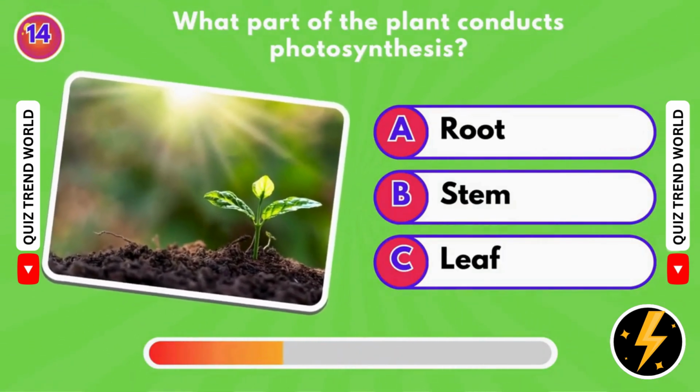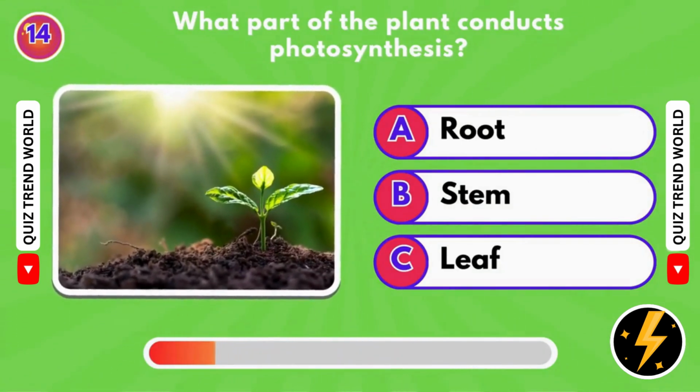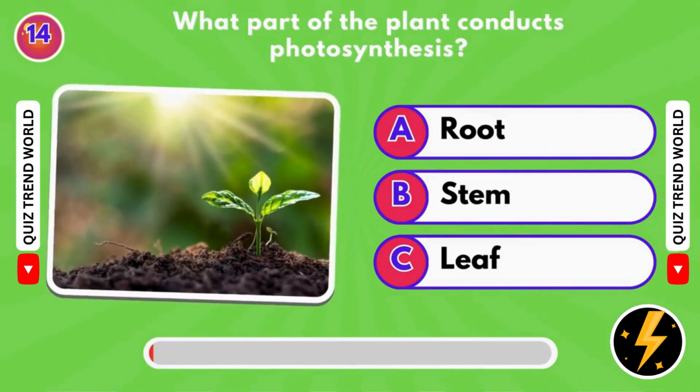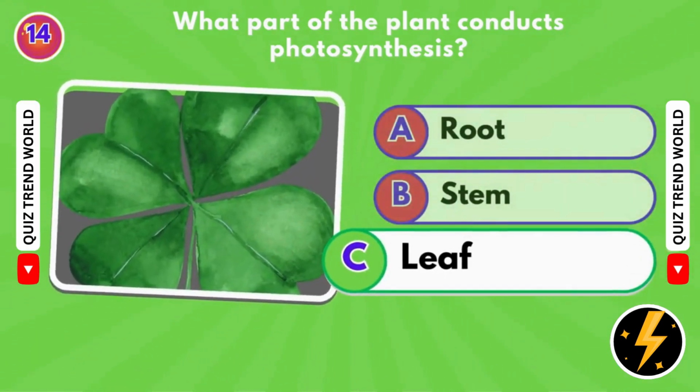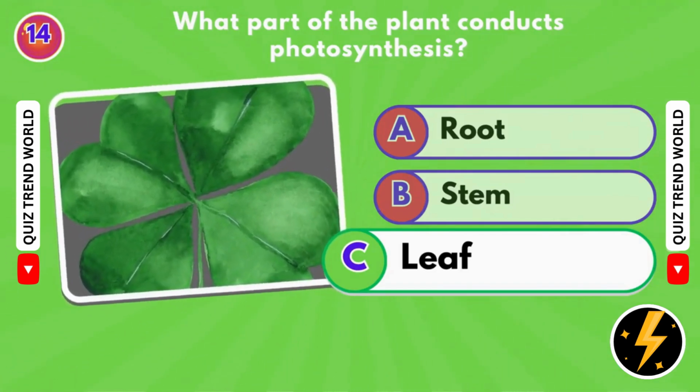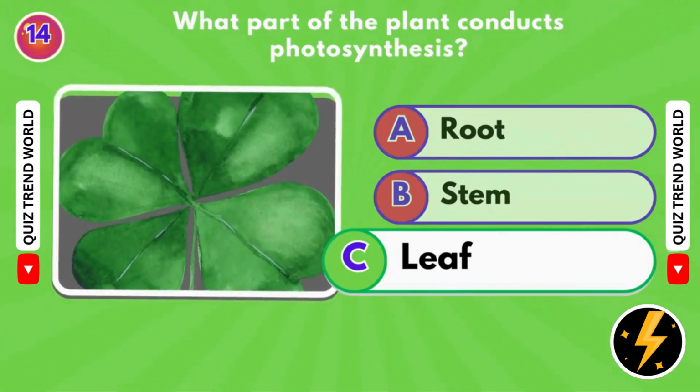What part of the plant conducts photosynthesis? Root, stem, or leaf? Leaf. Leaves perform photosynthesis in plants. Leaves have mesophyll cells that contain chloroplasts in them.